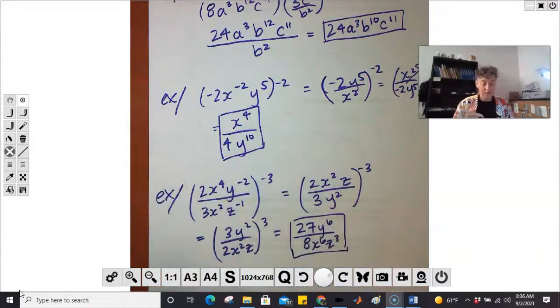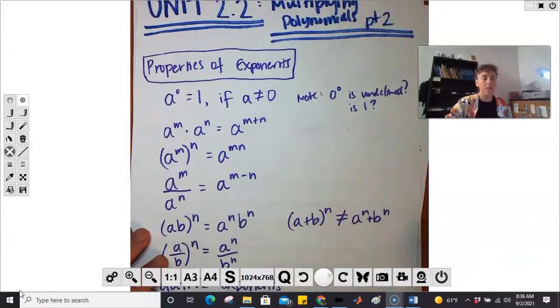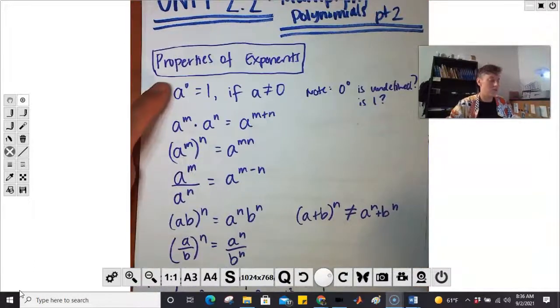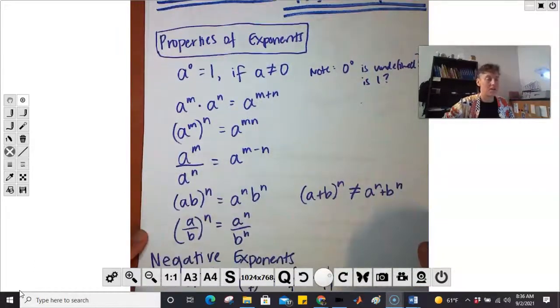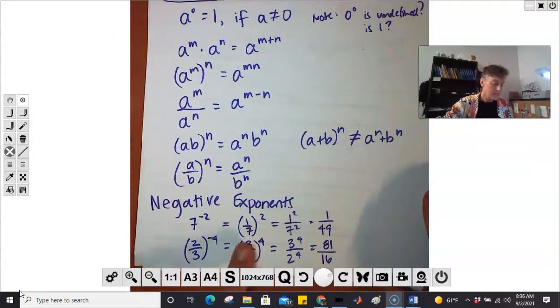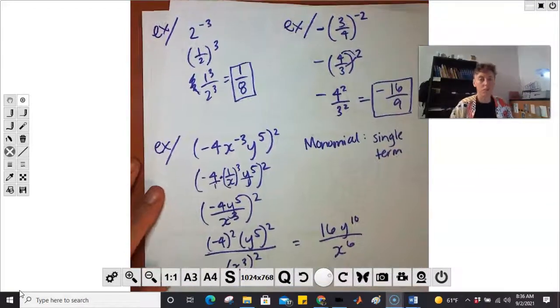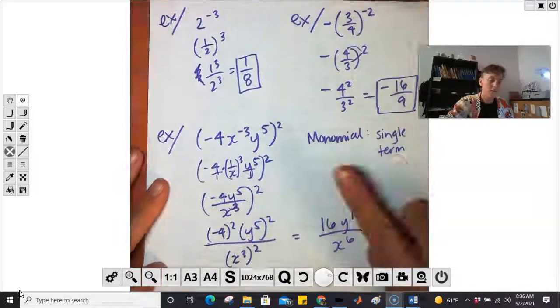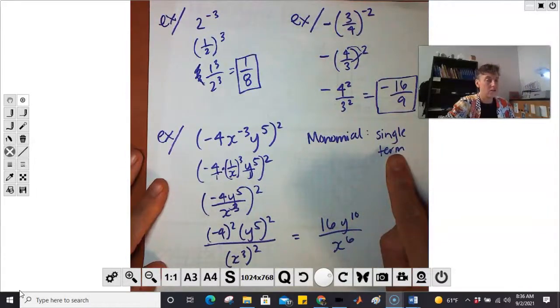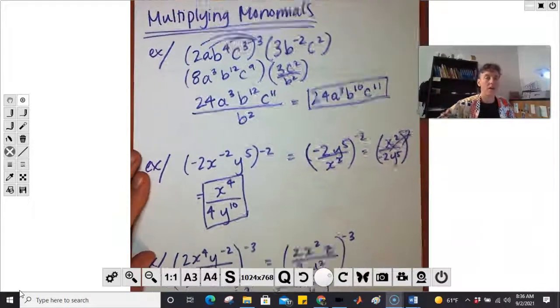All right, lovelies. That is it. Let's do a quick little recap. What did we talk about today? We talked about properties of exponents. There were 6 of them, 6 properties of exponents. We talked about what it meant to be a negative exponent. It is equal to the reciprocal to the positive exponent. We talked about using those properties. We said a monomial is a single term, and then we multiplied monomials.